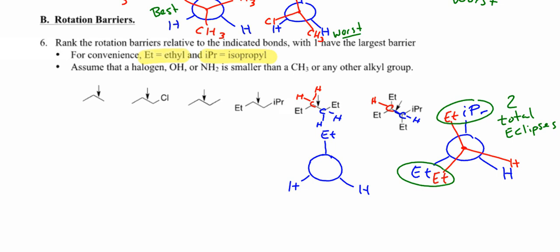And then again, how do I want to make this bad? I'm going to put an Et in front with my other H's. So what do I have? I have 1 eclipse, 1 total eclipse. Okay? I'm going to keep moving here.